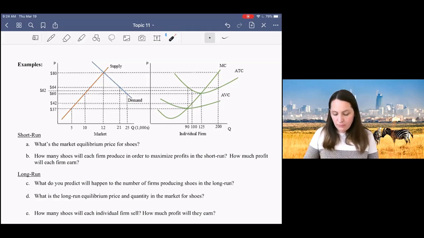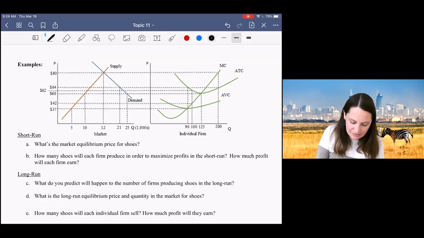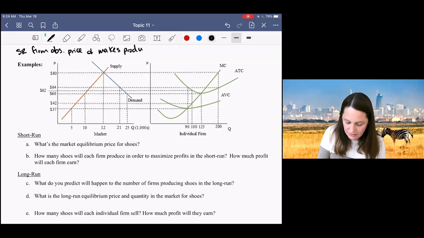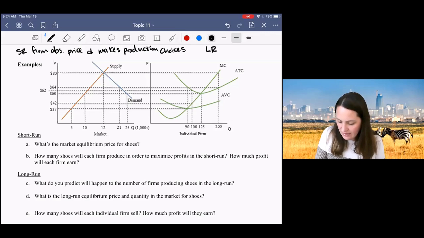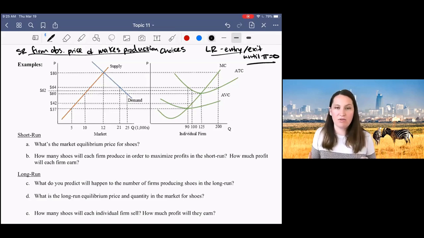So in the short run, the firm observes the market price and makes its production decisions. In the long run, there is entry or exit until profits equal zero, okay? This is everything you need to know here to solve these problems.